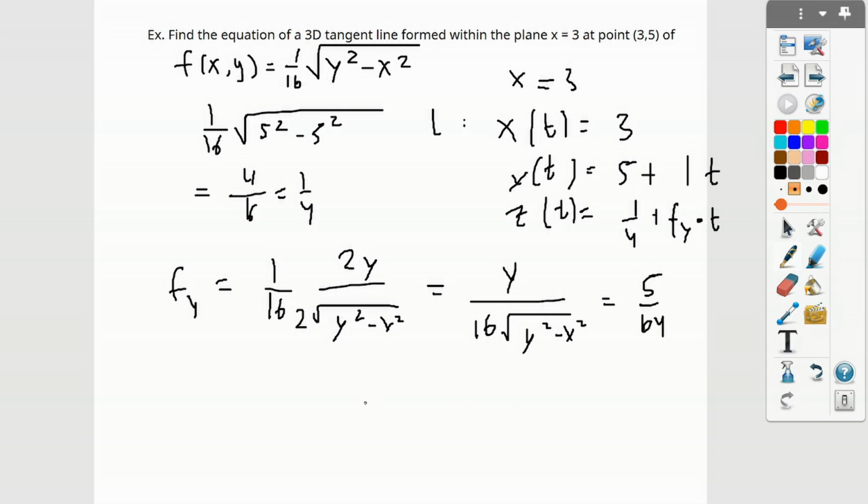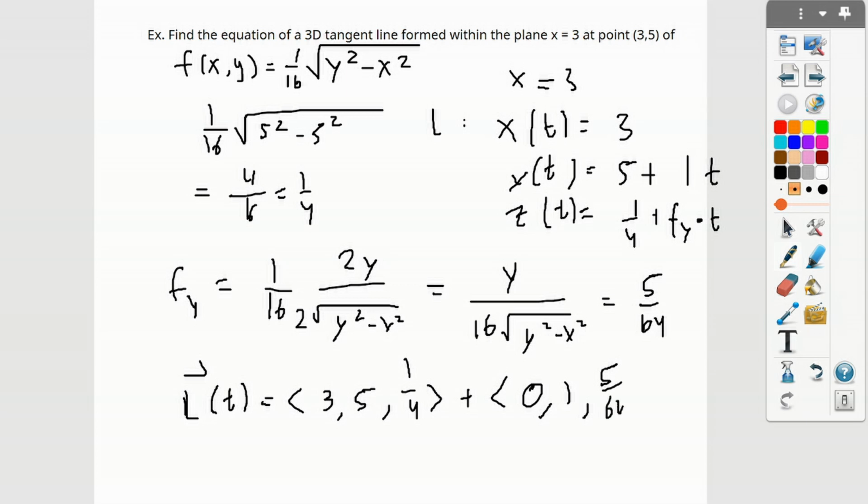So what you get for the equation of the line is r, or L of t, I could say L of t like this, is equal to 3, 5, and 1/4, and add that to 0, 1, and 5 over 64 times t. Or you could put t at the beginning as well. And that's your equation of your 3D tangent line right there.